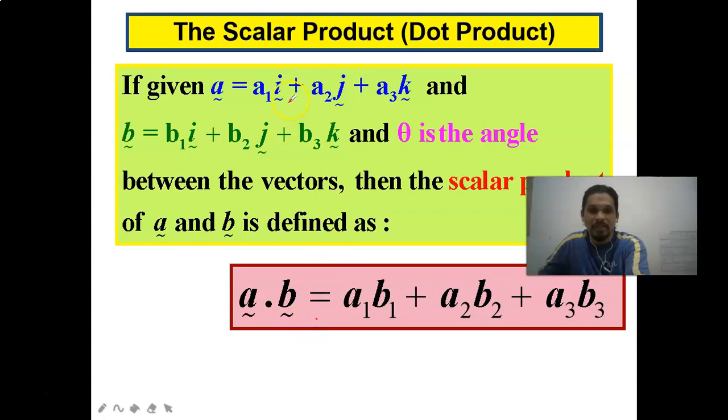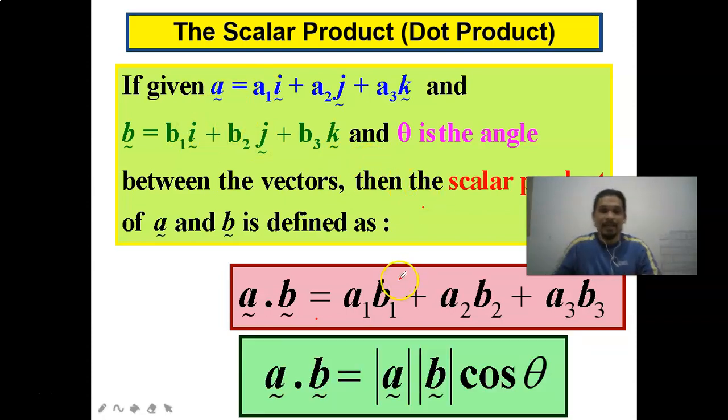the multiplication of the magnitudes of i with i, plus j with j, plus k with k: A3 times B3, A2 times B2, A1 times B1. Okay, so A dot B equals modulus of A times modulus of B cos theta.